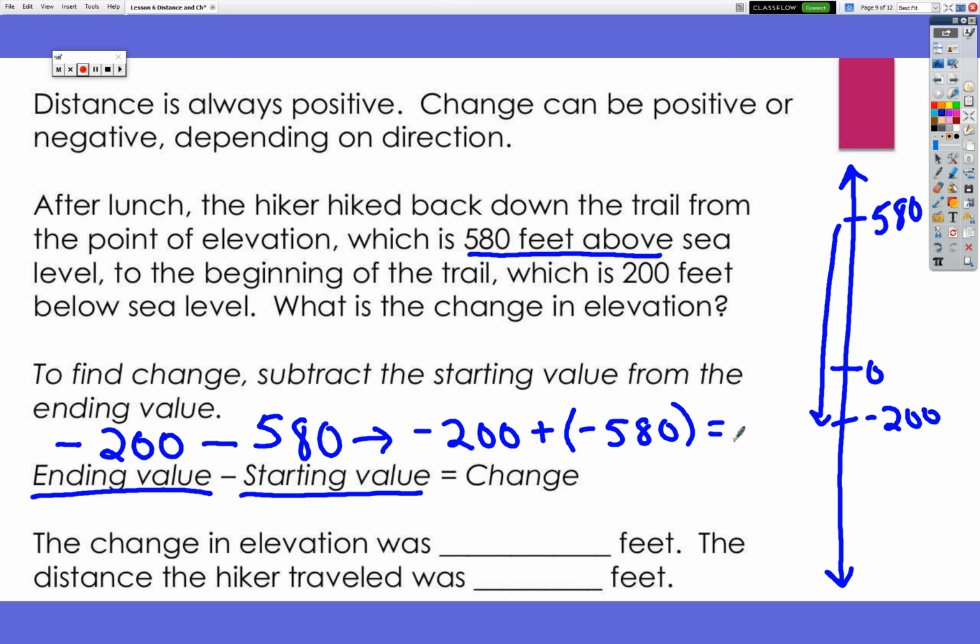Now I have same signs, add and keep. 200 plus 580 is 780, and I'm going to keep the negative sign. So the change in elevation was negative 780 feet. The change does matter whether it's positive or negative. We went down, so his change was negative. The distance that the hiker traveled is just 780 feet. So it's the same number, but for change it was negative because we're going down, but distance is always positive. So the distance is 780 feet.